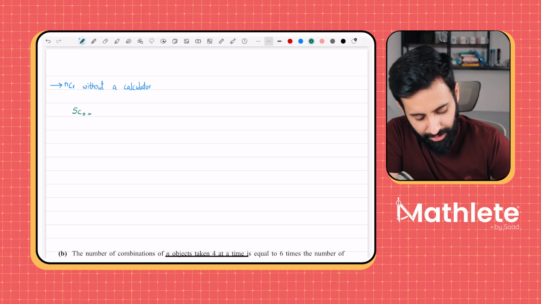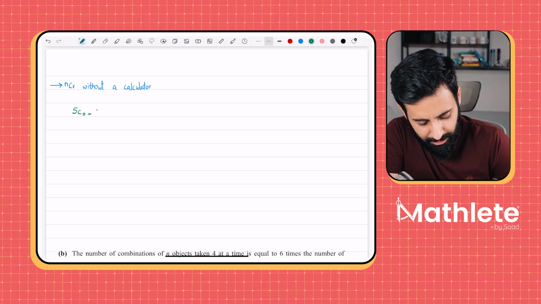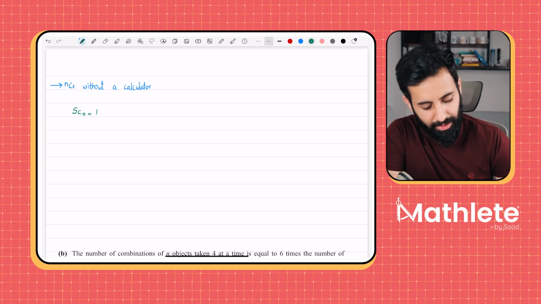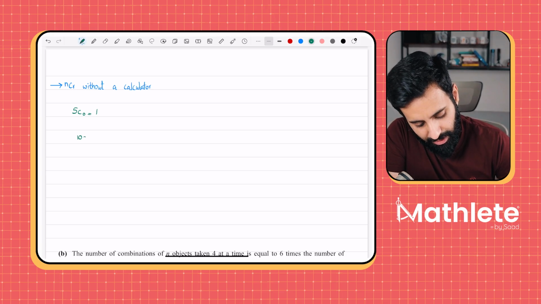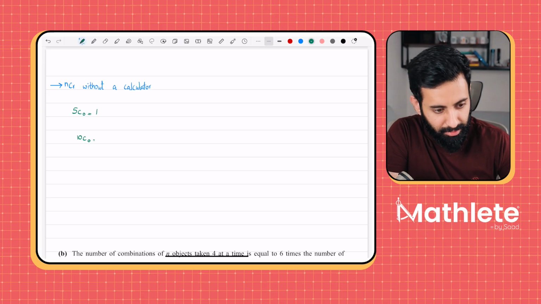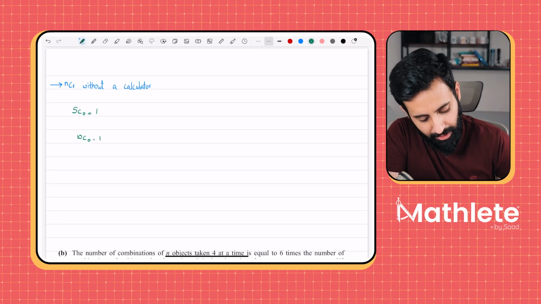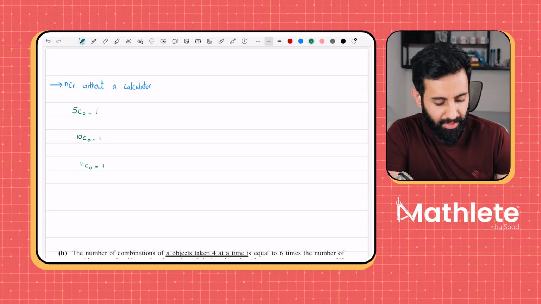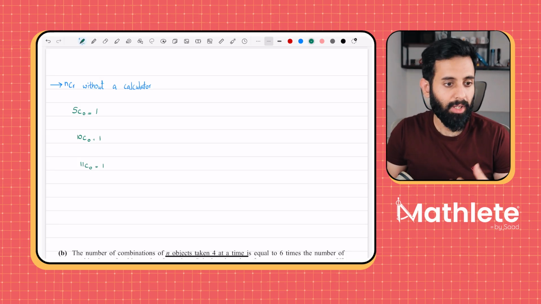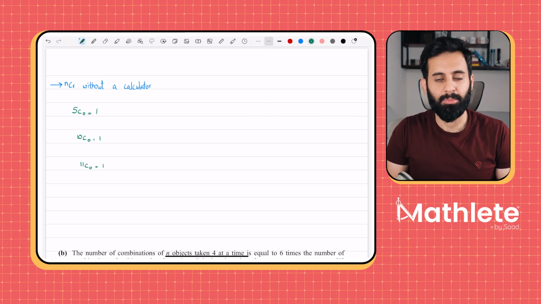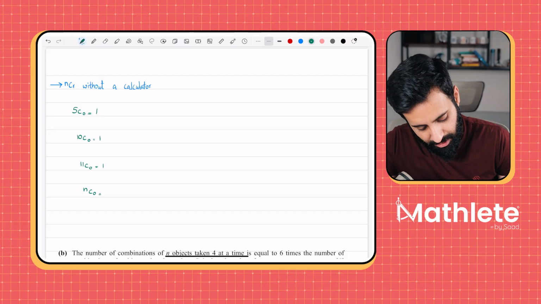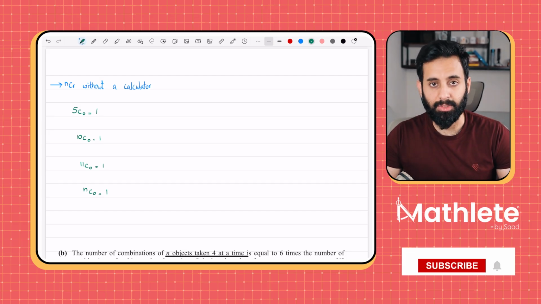Now, 5C0, if you work it out, use your calculator, because we're trying to identify a trend over here. You'll notice that you get 1. Similarly, if you use your calculator to work out 10C0, you will once again notice that you get 1. And similarly, if you work out 11C0, you will notice that you get 1. So the trend here is that if after C you have 0, then no matter what the number before C is, the answer is ultimately going to be 1, which means NC0 is also equal to 1.